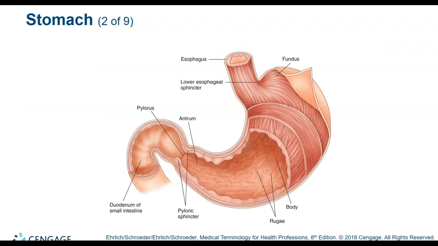Again, we have the picture here. Here's the esophagus. We have the fundus of the stomach, the body, and then we have the antrum here. Here is that pyloric sphincter, and right here is that lower esophageal sphincter.